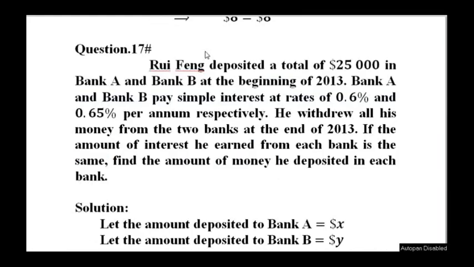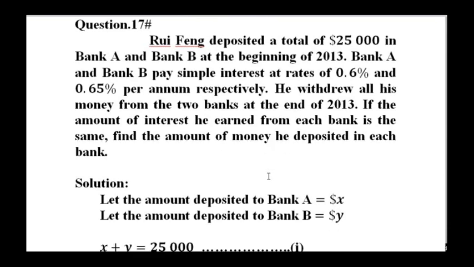Question number 17. Rui Feng deposited a total of $25,000 in Bank A and Bank B at the beginning of 2013. Bank A and Bank B pay simple interest at the rates of 0.6% and 0.65% per annum, respectively. He withdrew all his money from the two banks at the end of 2013. If the amount of interest he earned from each bank is the same, find the amount of money he deposited in each bank.